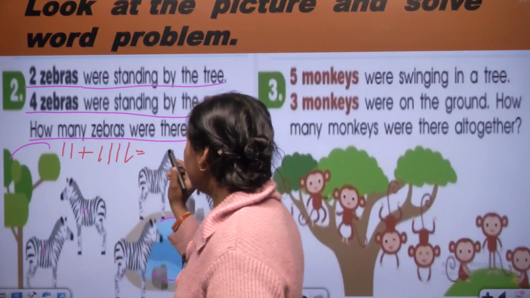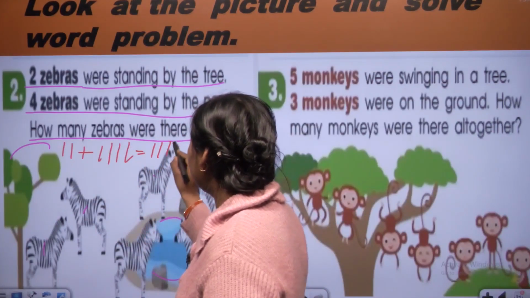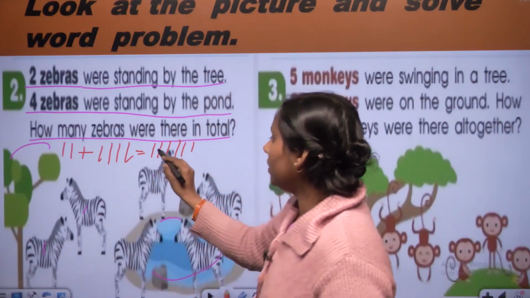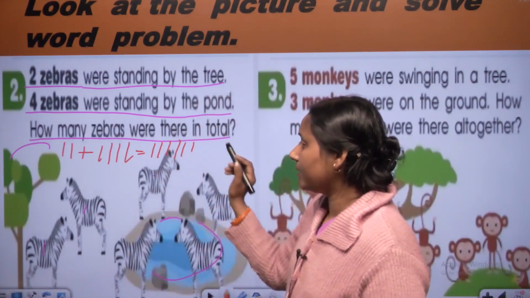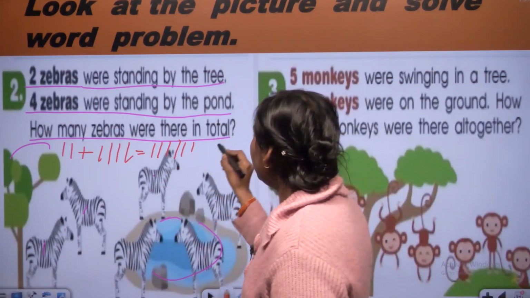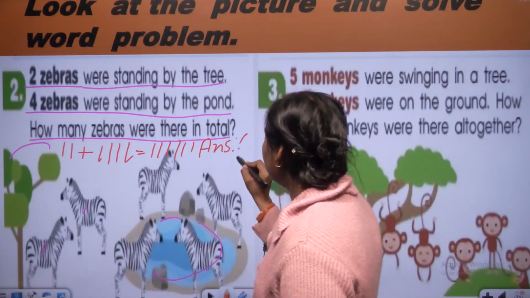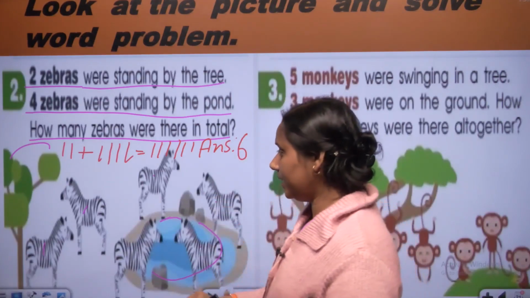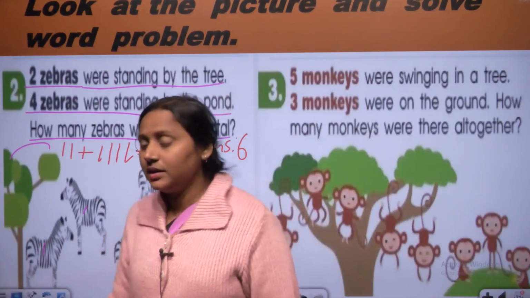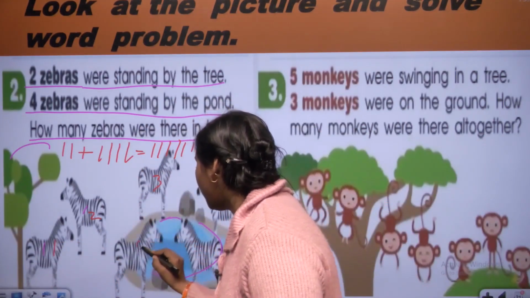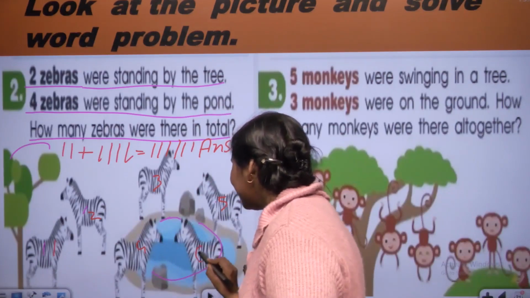1 2 3 4. Add it. 1 2 3 4, 5, 6. Count it. 1, 2, 3, 4, 5, 6. Total zebra? Yes, 6 zebra. Okay. Total zebra kitni hai? Count it. Start counting. 1, 2, 3, 4, 5, 6.